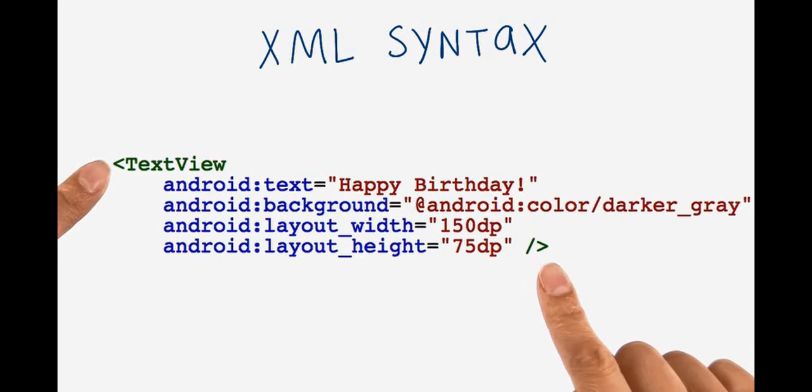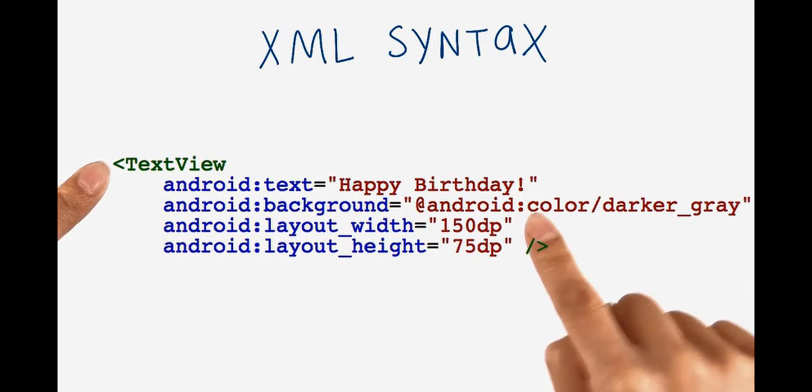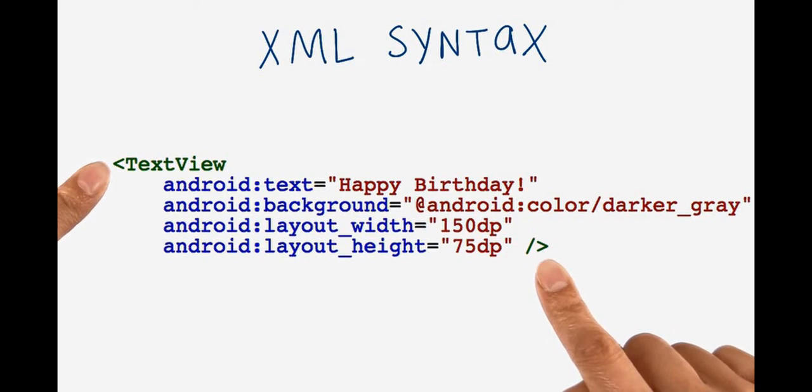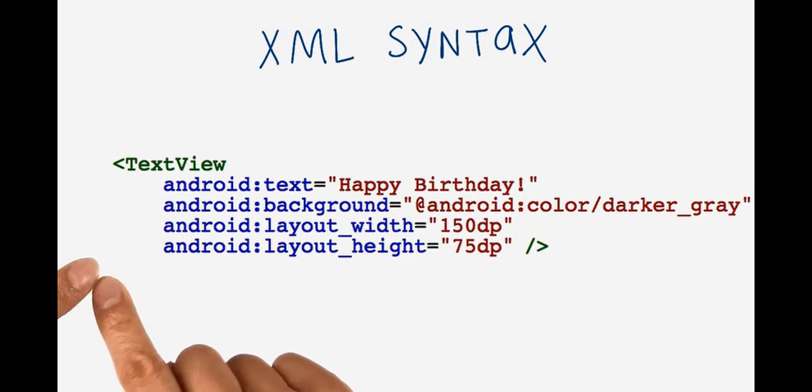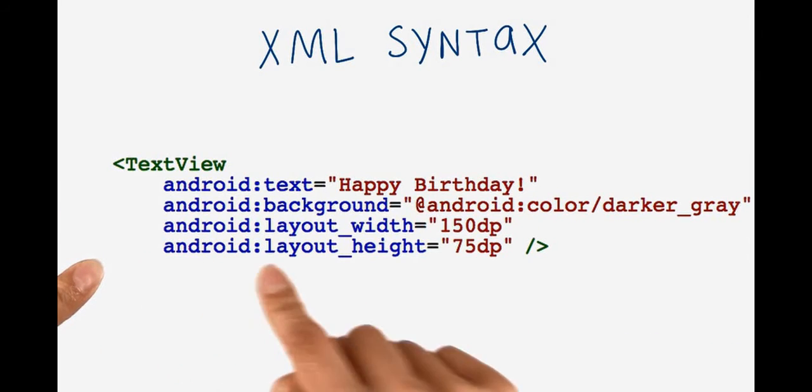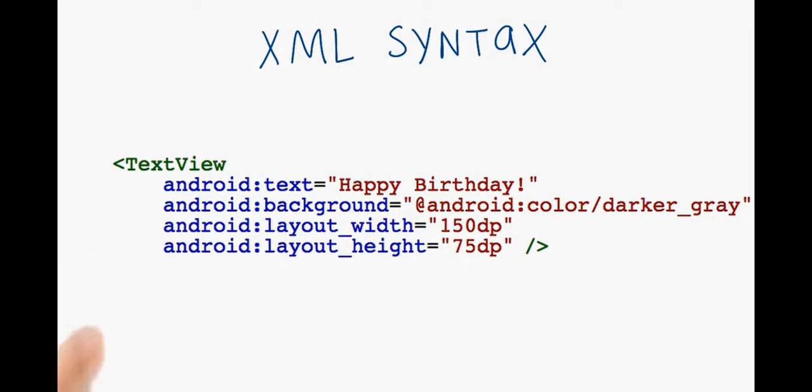In our case, for the text view, there are no children XML elements, so we can just do a self-closing tag right away because that saves us from having to write open angle bracket / text view closing angle bracket.